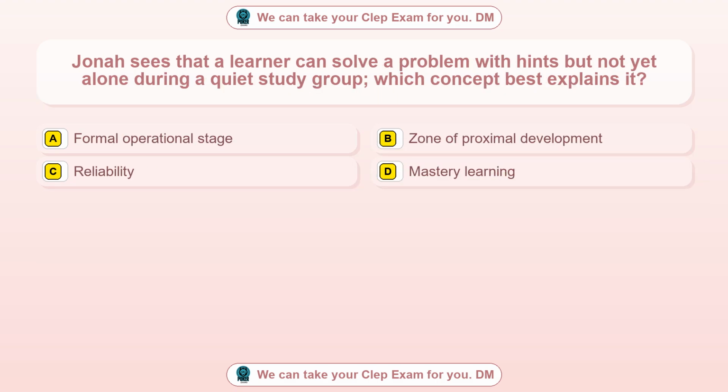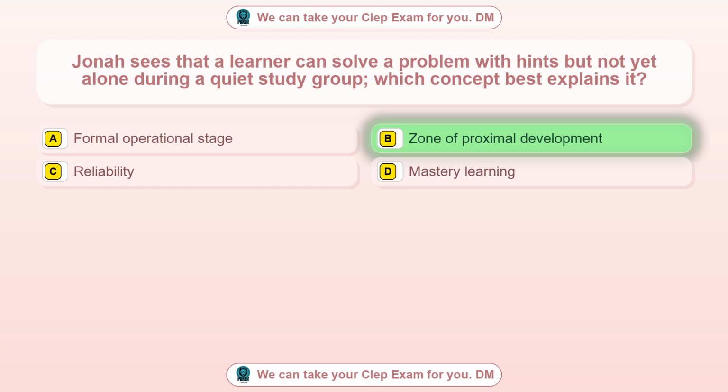Question 13. Jonah sees that a learner can solve a problem with hints but not yet alone during a quiet study group. Which concept best explains it? Option A, formal operational stage. Option B, zone of proximal development. Option C, reliability. Option D, mastery learning. The correct answer is option B.